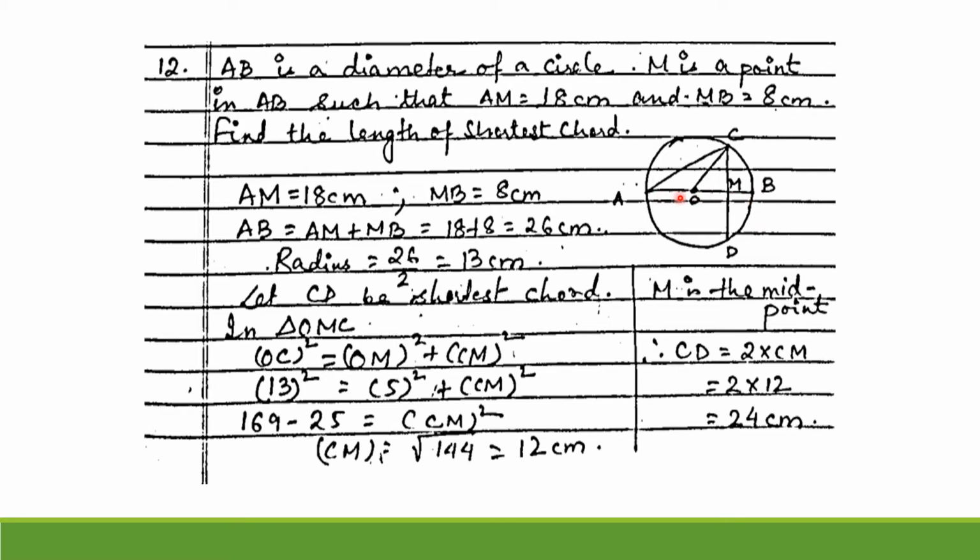If you see the diagram, AB is the diameter of the circle. So if we can find out the total length of the diameter here, with this we can find out the radius of the circle. So AM plus MB will be equal to the diameter of the circle, that is AB, which comes to 26 centimeter, and therefore radius of the circle will be 13 centimeter. Now we need to find out the length of the shortest chord, that is CD, given to us.